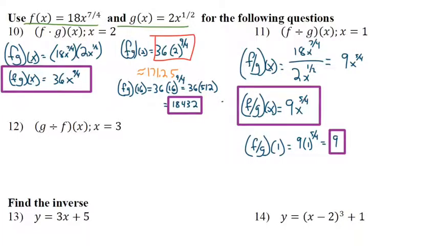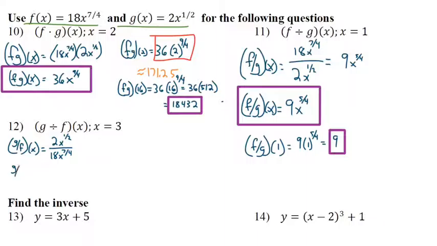All right, last but not least, number 12. At least we're going to strive for something that comes out. And I can already tell this one's not going to come out because of that 3. We'll have to adjust our strategy, but that's okay. You can survive. In this case, instead of f divided by g, it is g divided by f. Same process, but this time we're putting the g function on top. So 2x to the 1/2 over 18x to the 7/4.